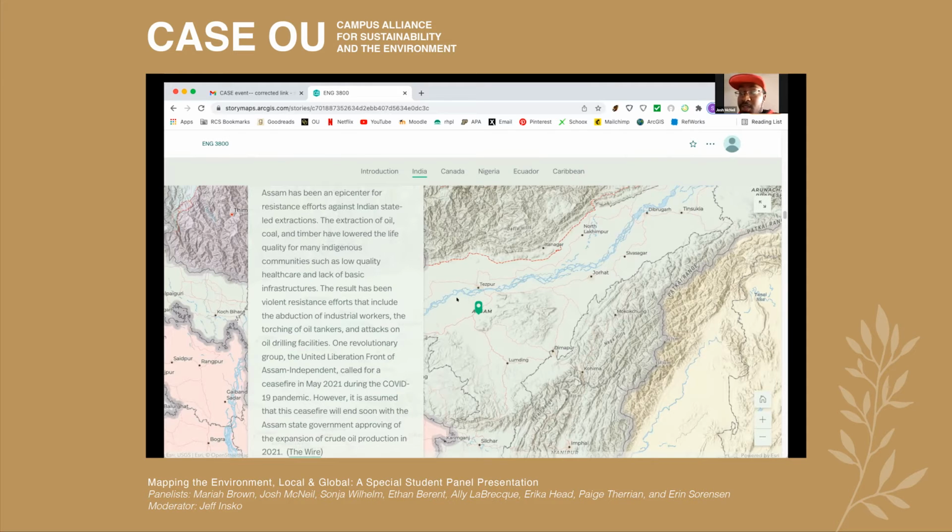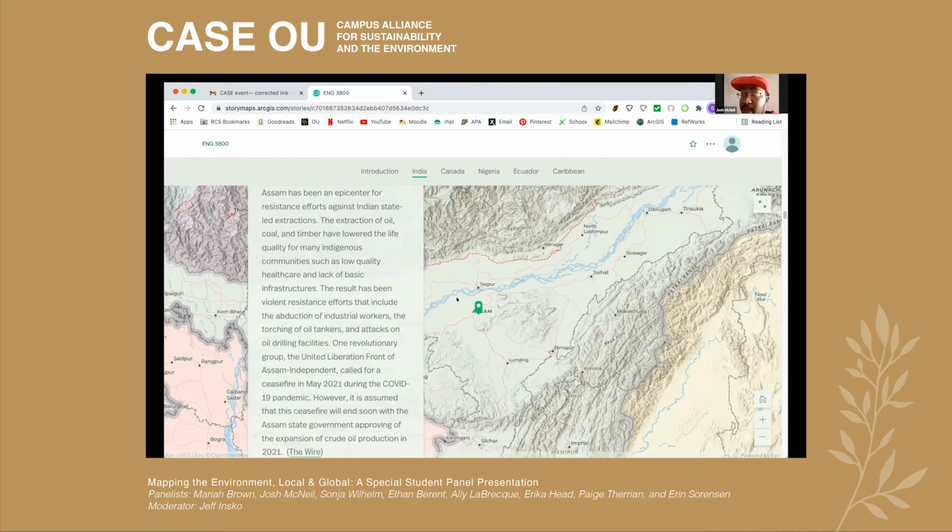By the late 1990s, armed revolutionary groups joined in on the resistance efforts against Indian state-led extraction. The protests escalated to abduction of employees, torching of oil tankers, and attacks on oil drilling facilities. Violent resistance efforts have created complex problems regarding resource politics. One of the armed groups is called the United Liberation Front of Assam Independence. And in December of 2020, they kidnapped 2 industrial workers and justified their actions by claiming to represent the indigenous community and their claims over natural resources.